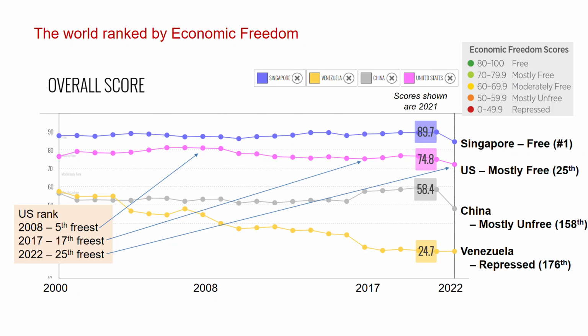Singapore is the number one freest country in the world according to this score. And you can see it in blue there at the top. And the United States is shown, they're 25th. Their scores are high. So the United States is considered a mostly free country, not a free country, again, according to the score. China, on the other hand, is mostly unfree and has fallen into a repressed country by 2022. They were mostly unfree in 2021, where you see 58.4. Now, what's going on there?